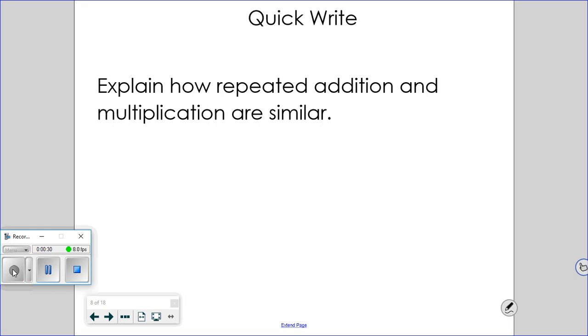The same thing because groups of the same thing as that, which is multiplication. Okay, so we have groups of. I like that language. We know that multiplication means groups of. Very good. Kate, how are they related?